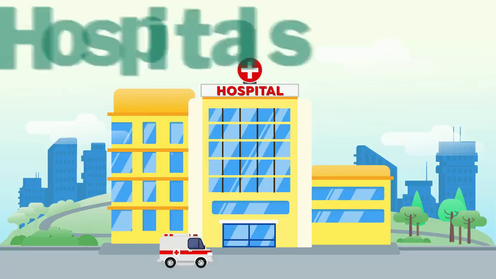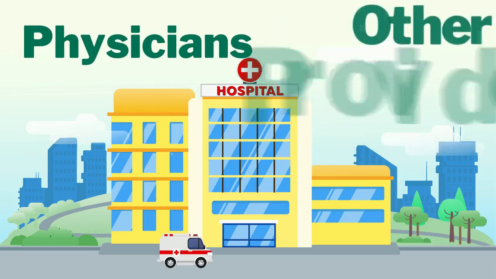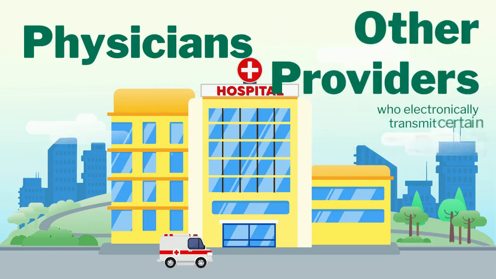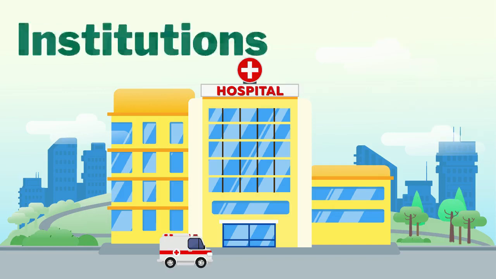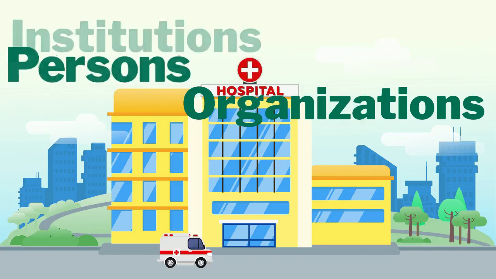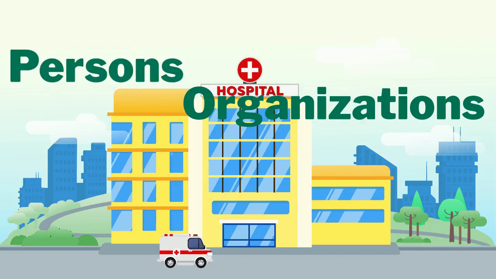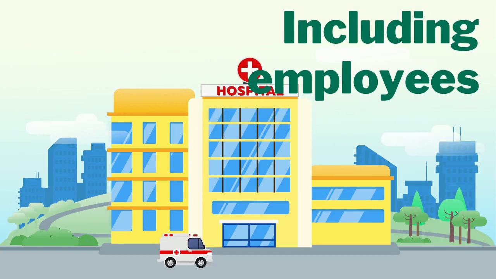For example, hospitals, academic medical centers, physicians, and other healthcare providers who electronically transmit claims transaction information directly or through an intermediary to a health plan are covered entities. Covered entities can be institutions, organizations, or persons. If you are an employee of a covered entity, you are required to comply with the privacy rule.